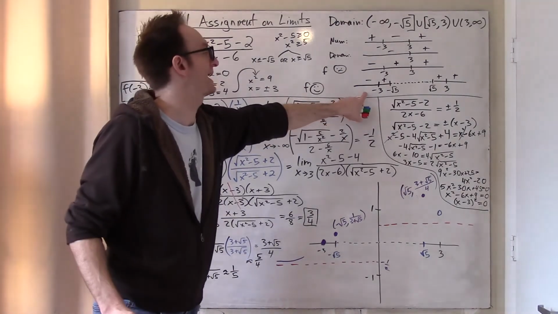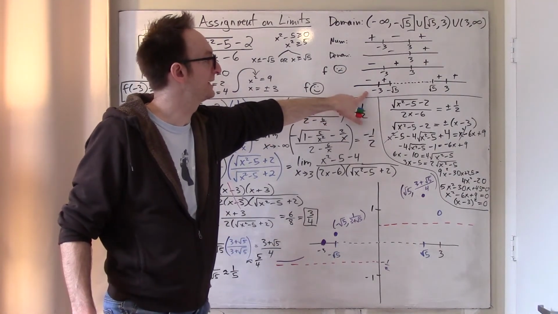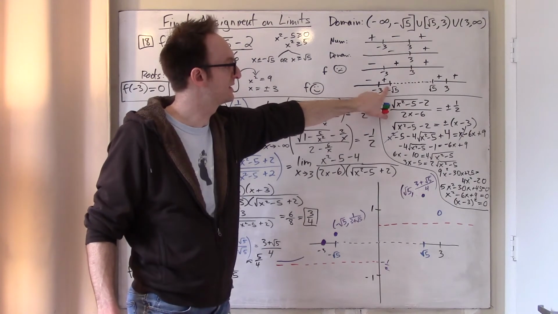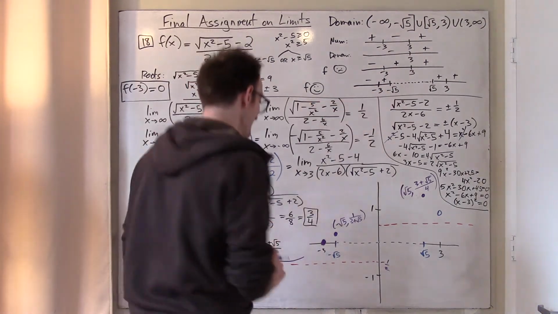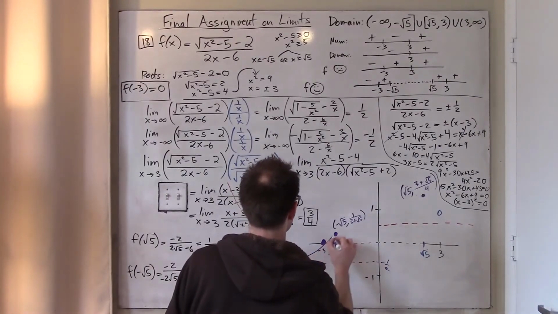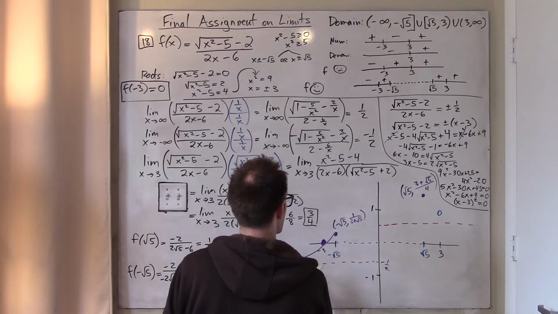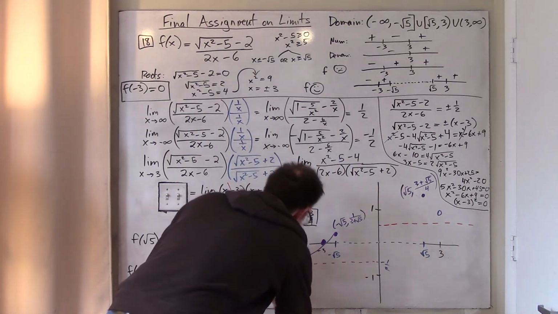I'm negative until negative 3. I have a root at negative 3. I'm positive between negative 3 and negative root 5. And so this function is just doing that. Boom. Whoa. Okay, now what?